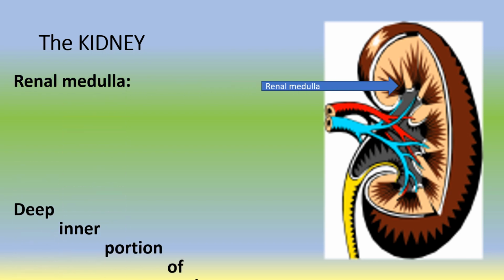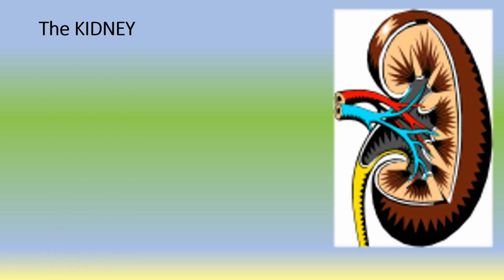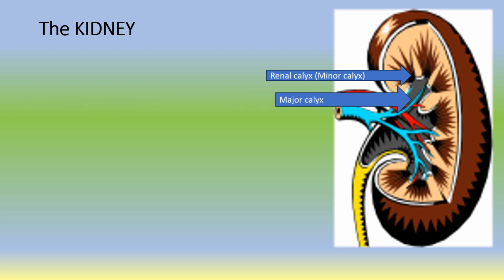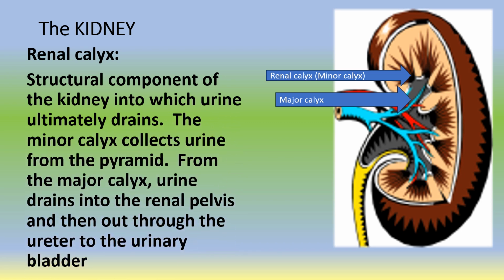The renal medulla is the deep inner portion of the kidney containing the renal tubule portion of the nephron. It is essential for regulation of urine concentration. The next one will be the renal calyx. These are minor and major calyx. These calyxes are structural components of the kidney into which urine ultimately drains. The minor calyx collects the urine from the pyramid. From the major calyx, urine drains into the renal pelvis and then out through the ureter to the urinary bladder.